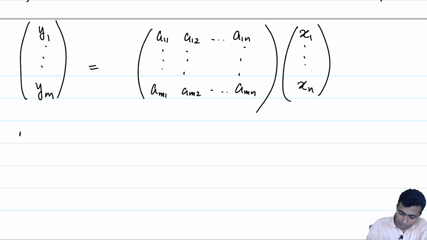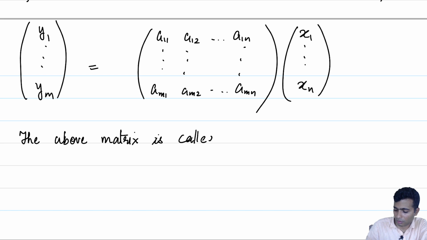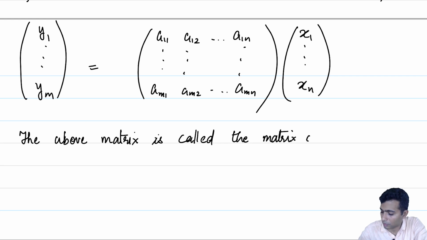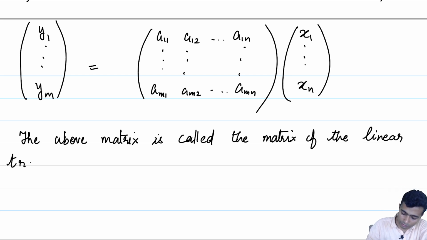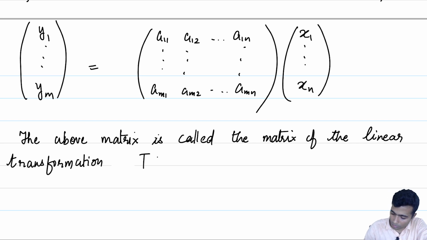the matrix of the linear transformation T with respect to beta and gamma. Observe that this matrix very heavily depends on what beta and gamma are. So, it is the matrix of the linear transformation T with respect to beta and gamma.